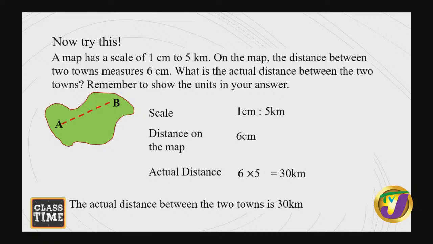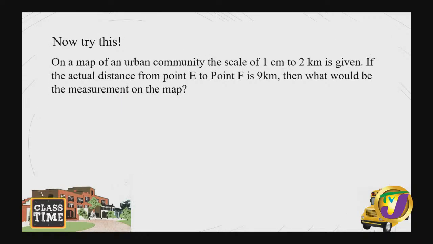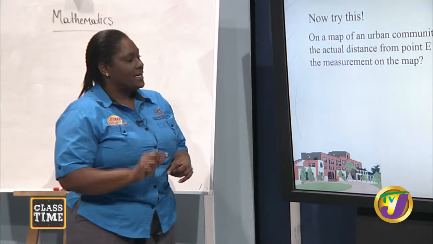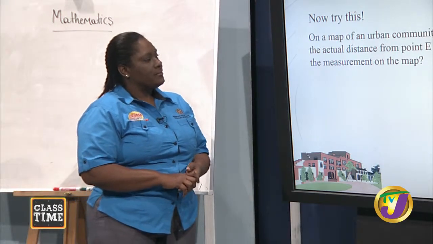Good. This one, on a map of an urban community, the scale of 1 centimeter to 2 kilometers is given. If the actual distance from point E to point F is 9 kilometers, then what would be the measurement on the map? Remember, we need to read the question carefully. Get the information out. See what we want, what we have, and then what we are trying to find. In this case, we are not finding the actual distance, but the distance on the map. Scaled down.